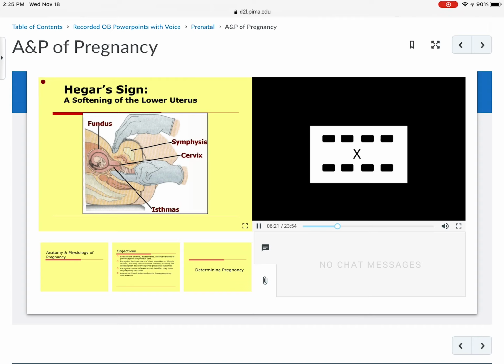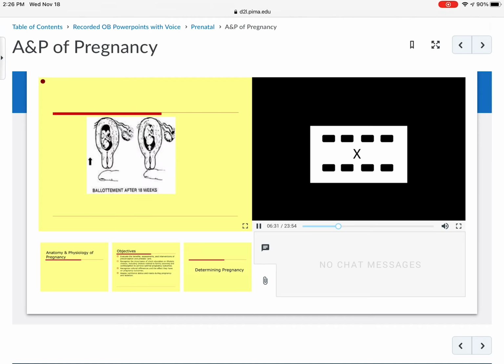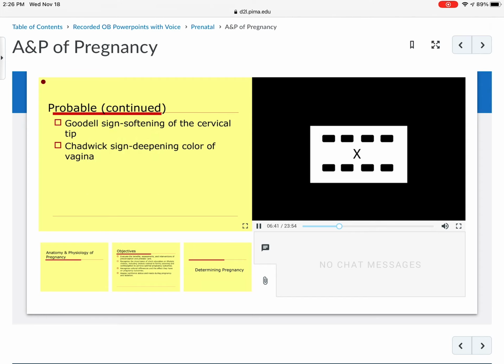So here's the Hegar sign, which is the softening of the lower uterus, found on an internal exam. Ballottement is after 18 weeks, where you tip on the cervix and the baby goes boing, boing. The Goodell sign is another sign, which is the softening of the cervical tip. And the Chadwick sign is the deepening color of the vaginal area because of the increased vascular blood supply to the area. It has more of a bluish appearance.